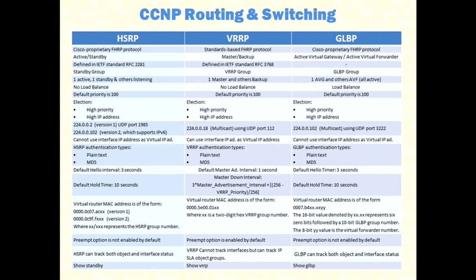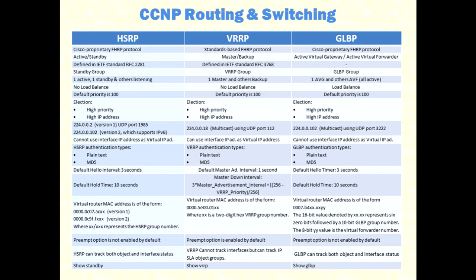The virtual router MAC address in GLBP is of the form 0007.B4XX.XXYY. The 16-bit value denoted by the XX.XX represents 6 bits, followed by a 10-bit GLBP group number. The 8-bit YY value is the virtual forwarder number. Regarding the preempt option, it is not enabled by default in HSRP, and it is enabled in VRRP by default. The preempt option is not enabled by default in GLBP.